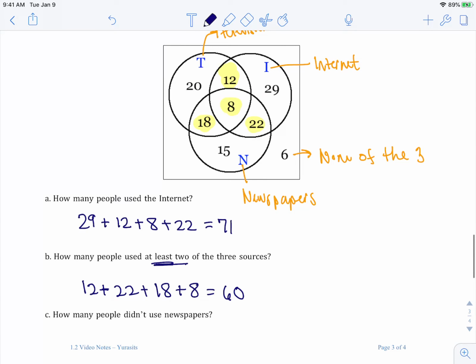How many people didn't use any newspapers? So I'm going to go ahead and get rid of these guys so it doesn't get confusing. It's nice to have a tablet so you can do that. Okay, no newspapers. So I don't want anything that is in the circle of the N. So that looks like, okay, that's outside the circle, that's outside the circle, that's outside the circle, and that one's outside the circle. So it looks like it's going to be 20 plus 12 plus 29 plus 6. I get 67.